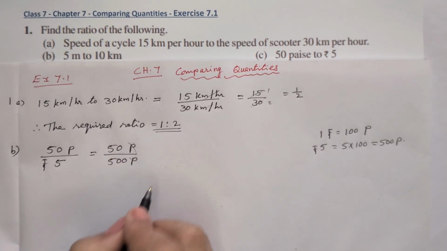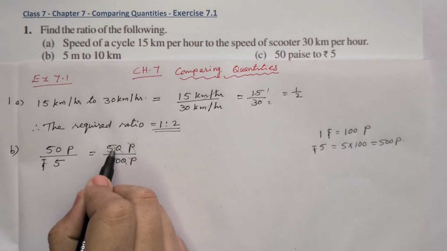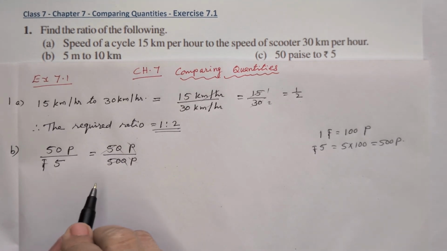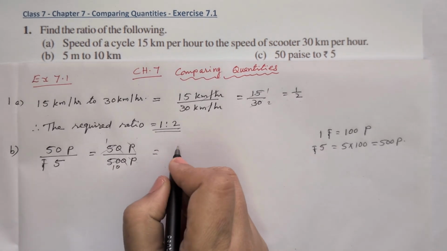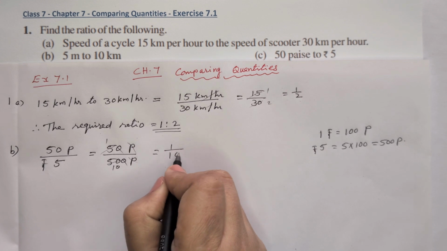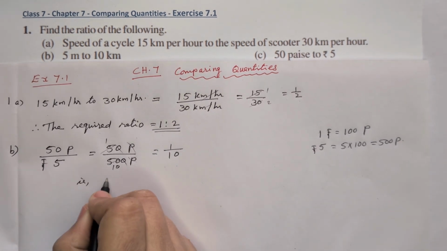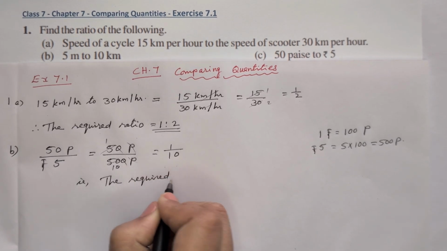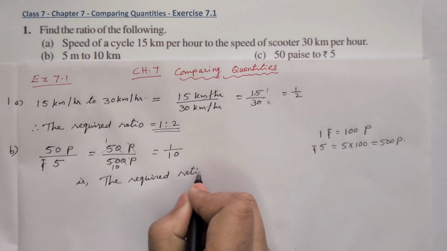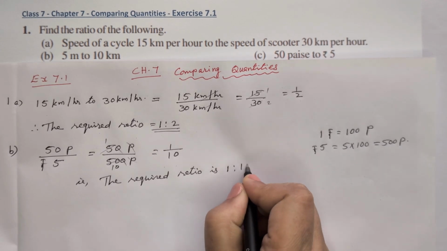Now units we can cancel. Divide by 10, then 5 by 50, divide by 5, 10 times. So we will get 1 by 10, which means the required ratio is 1:10.